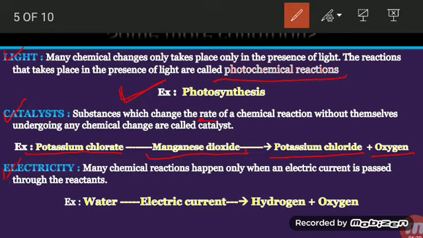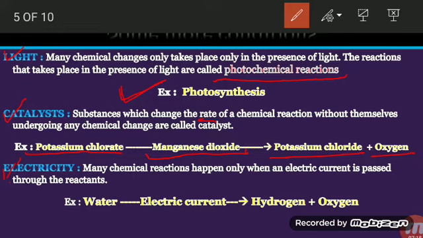A catalyst is not always necessary, because if we do this chemical reaction without manganese oxide, it would still happen. But to change the rate, if we want the reaction to be faster, we take manganese dioxide. It's not always that it makes the reaction faster; it could also slow the reaction.